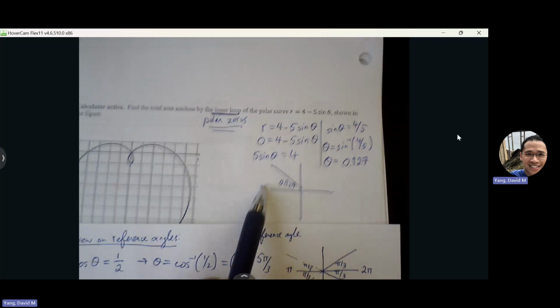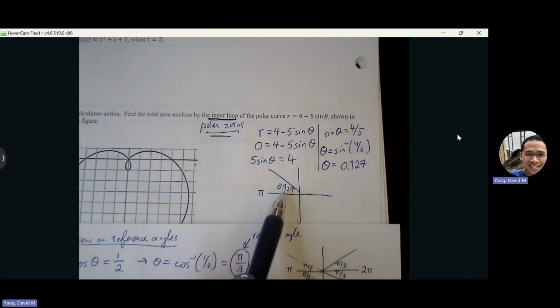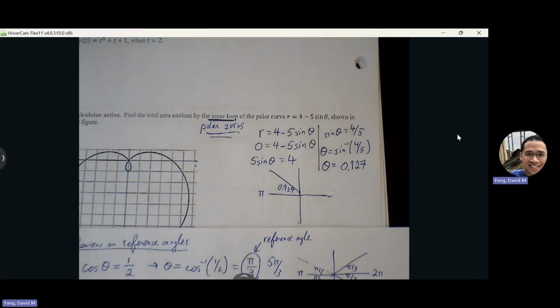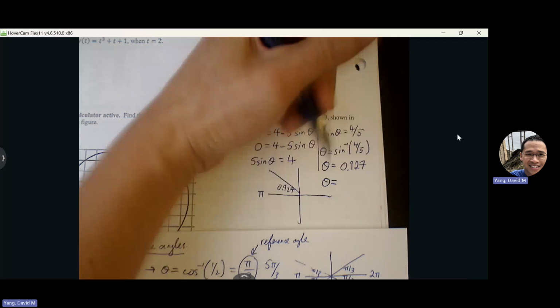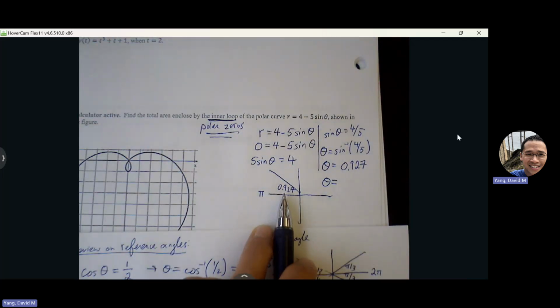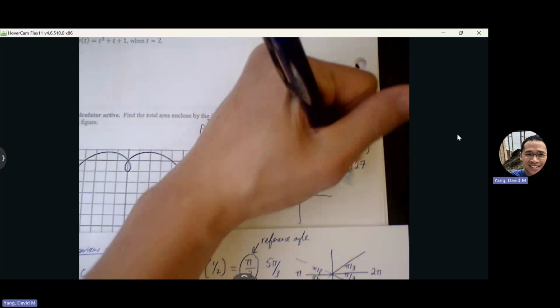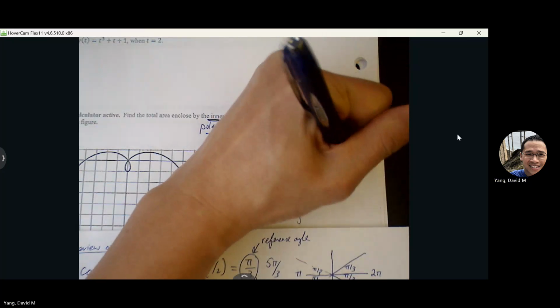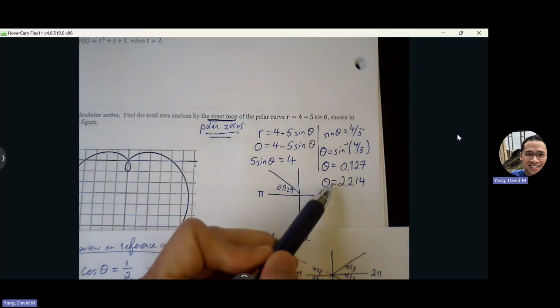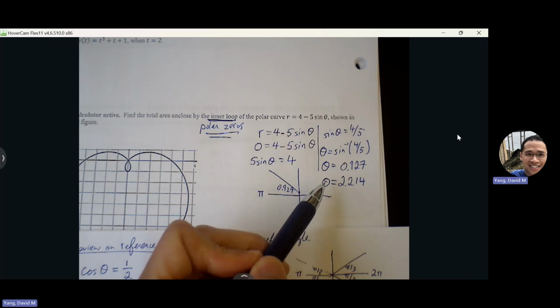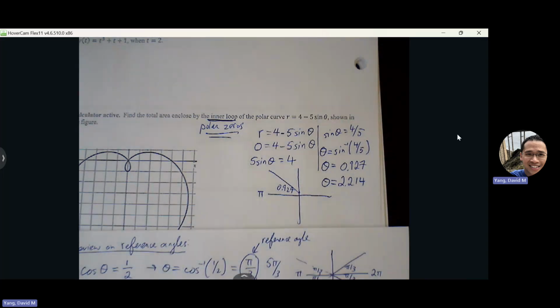So same thing, it's just that now we're going to lean on these decimal values because we know it's not going to be a unit circle value. So theta is also pi minus 0.927, which is 2.214. And now these are the theta values that we're going to need for our interval bounds.